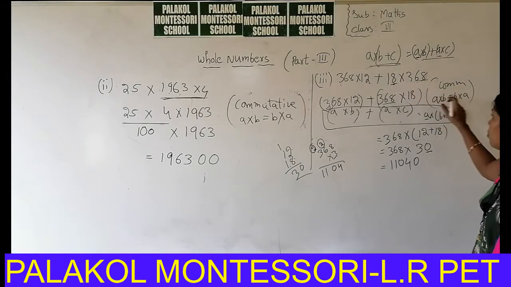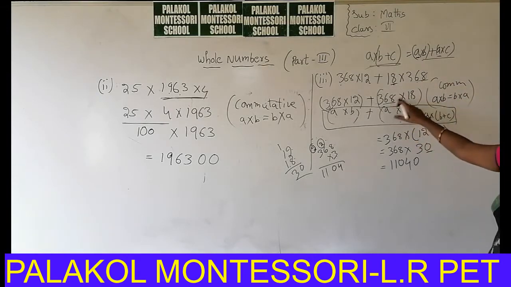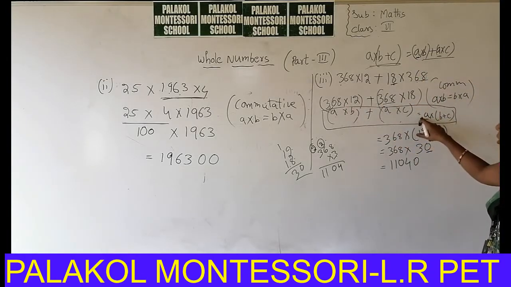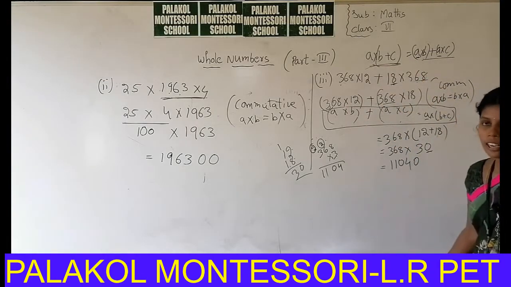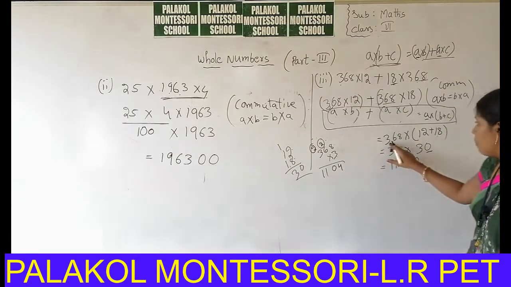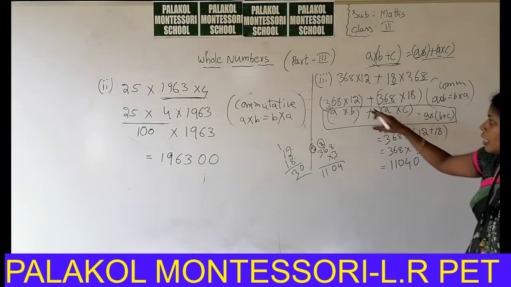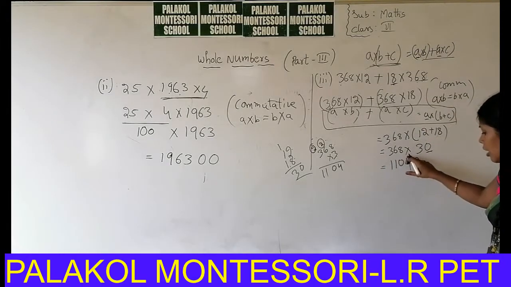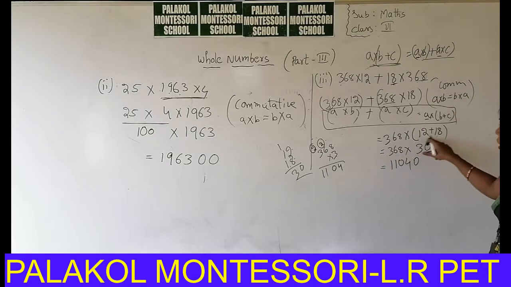That means A into B is equal to B into A. So the order will be changed. This is in the form of A into B plus A into C. So we can write A into B plus C form. What is A? 368 into what is B? 12 plus what is C? 18. So 368 into 12 plus 18.